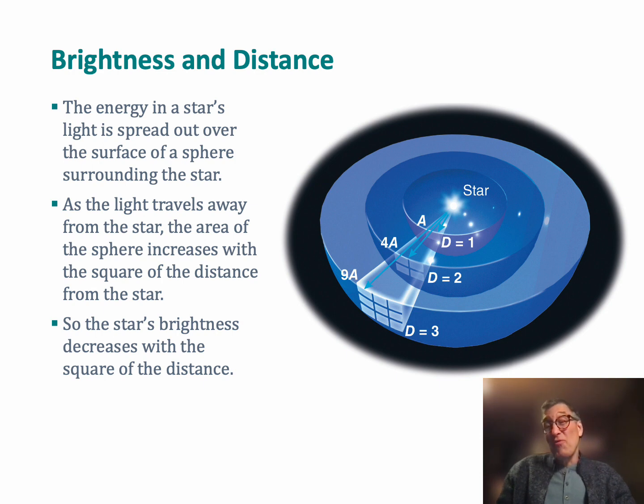That means the light that falls on a particular detector, whether it's your eyeball or a telescope, is a smaller and smaller fraction of the total light that's emitted by the star. And because the area of the sphere increases with the square of the distance, or the radius, we call this an inverse square law. The light is spread out over a larger and larger sphere.